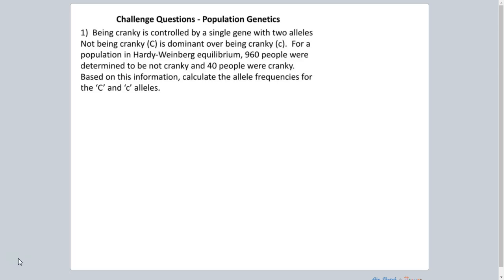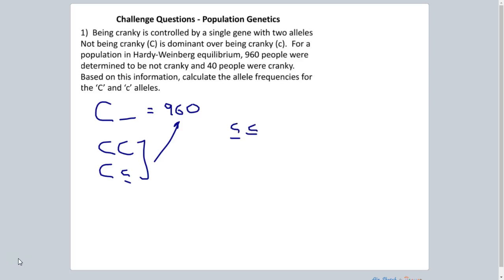So as I consider this phenotypically, I realize that being not cranky is dominant. So those 960 individuals, they can either be homozygous dominant for big C or heterozygous. Both of those genotypes will lead to being not cranky. So that's really not informative. We have too many unknowns there in that question. But the only way that you are cranky, according to this question, is by being homozygous recessive. So those 40 individuals, those 40 out of 1,000, they are homozygous recessive. That's the only genotype that will lead to that. That's going to be our key into this question.